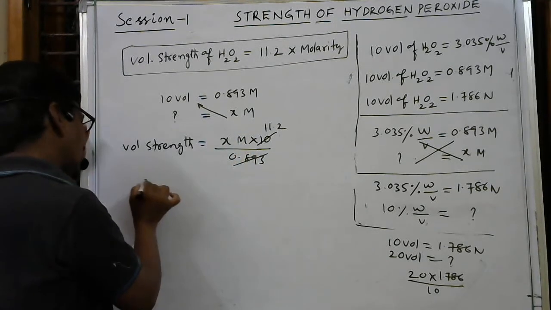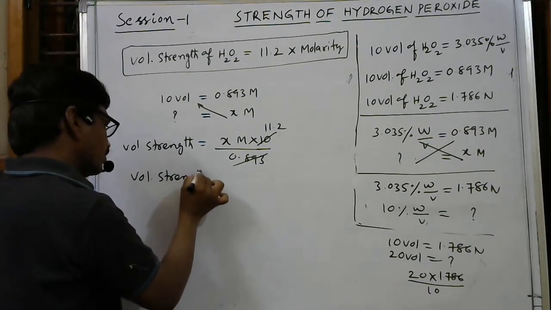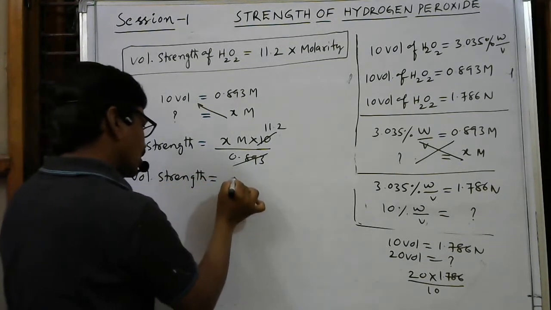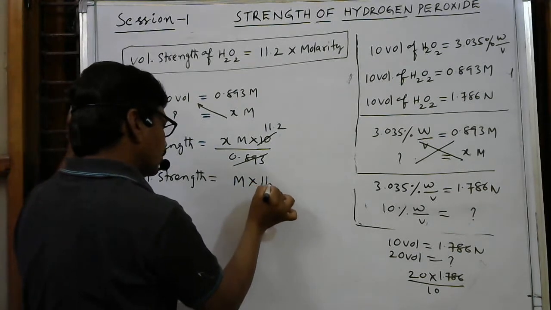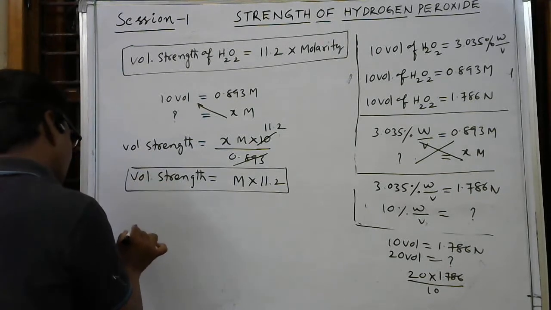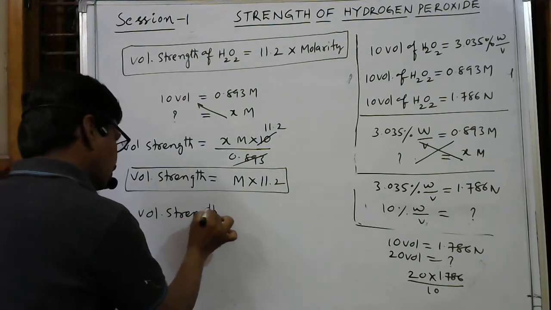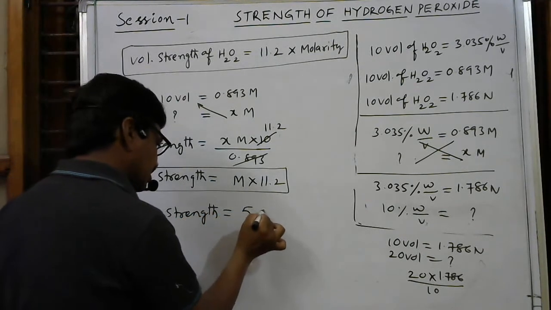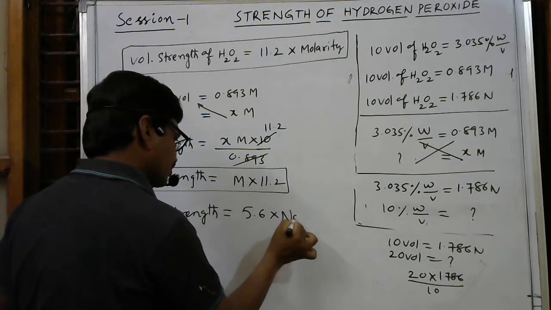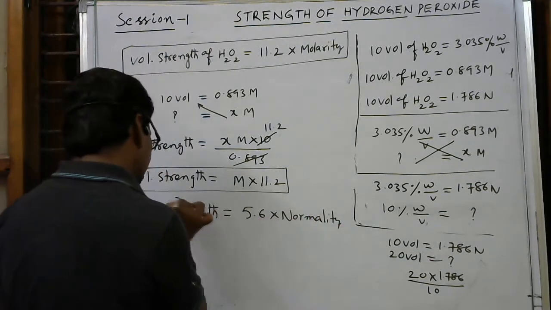So volume strength equals this molarity given into 11.2. This is the formula. Similarly, we have one more formula. Volume strength equals 5.6 into normality. How do you get this formula?